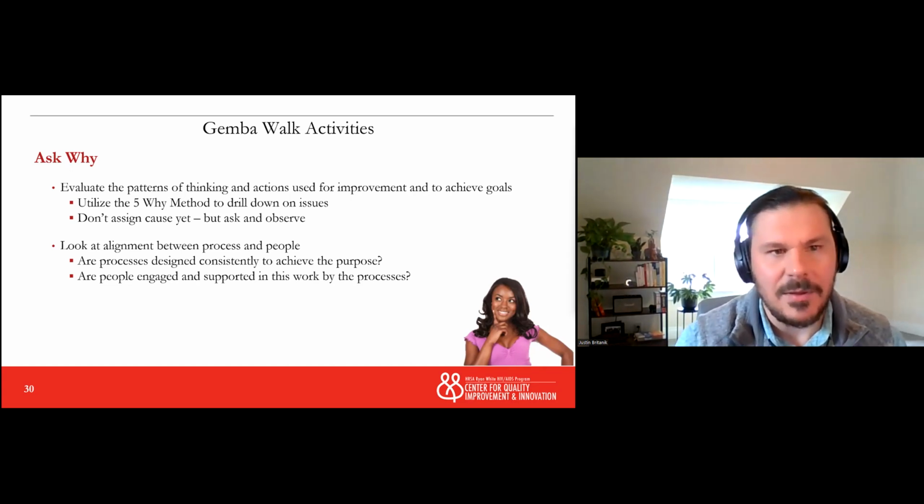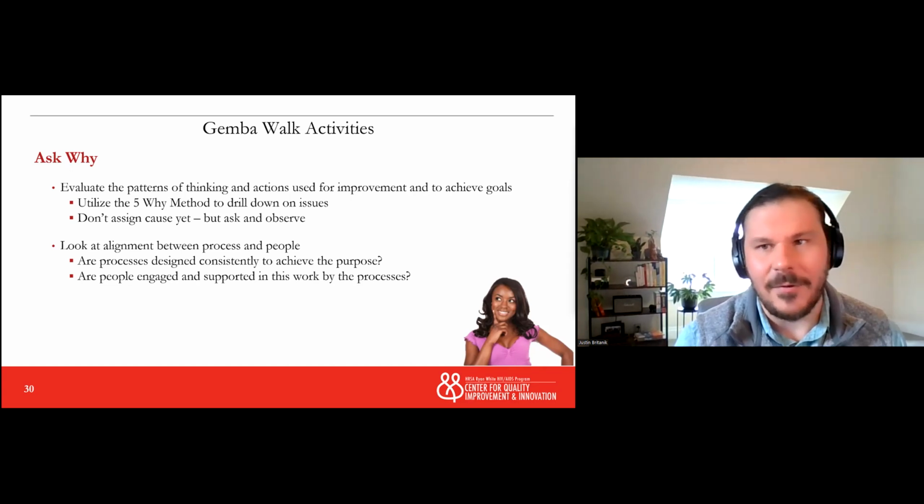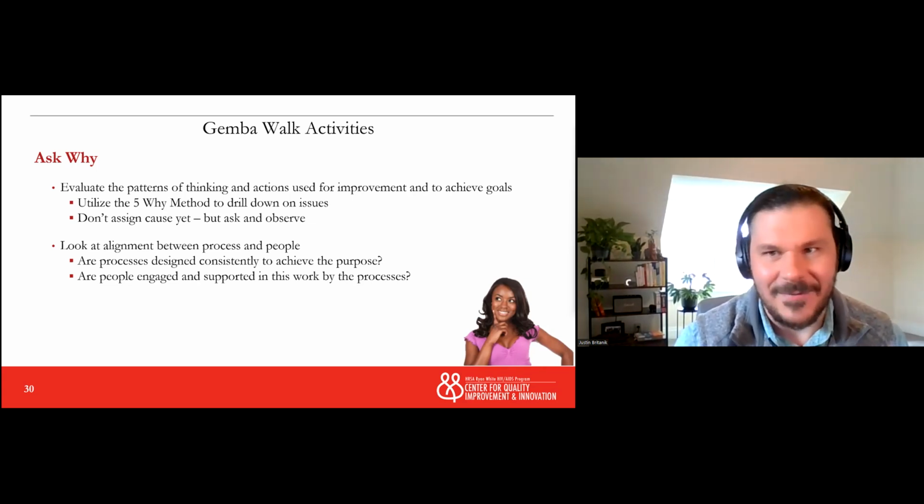And we're going to look at alignment between process and people. I know I've worked with some improvement teams that are like, oh yeah, we already mapped that process, it's already an SOP. But then you find out, when you actually walk the process, that people aren't even aware that that SOP ever happened.